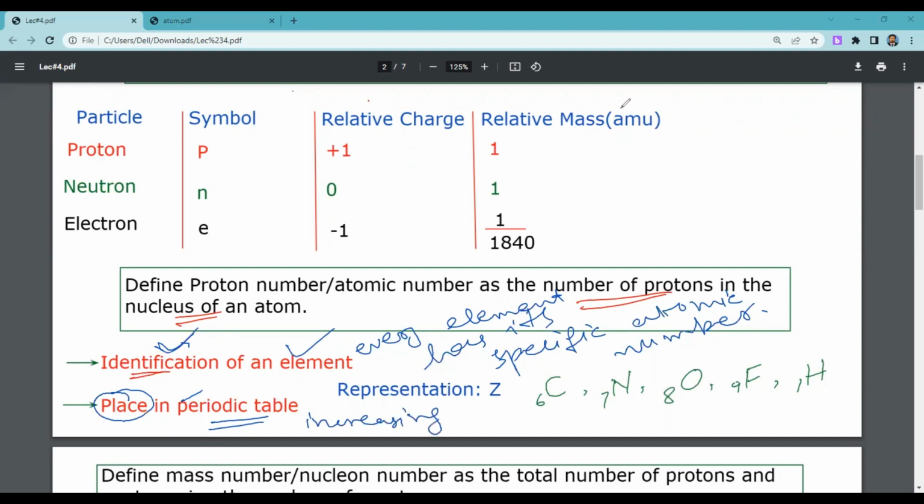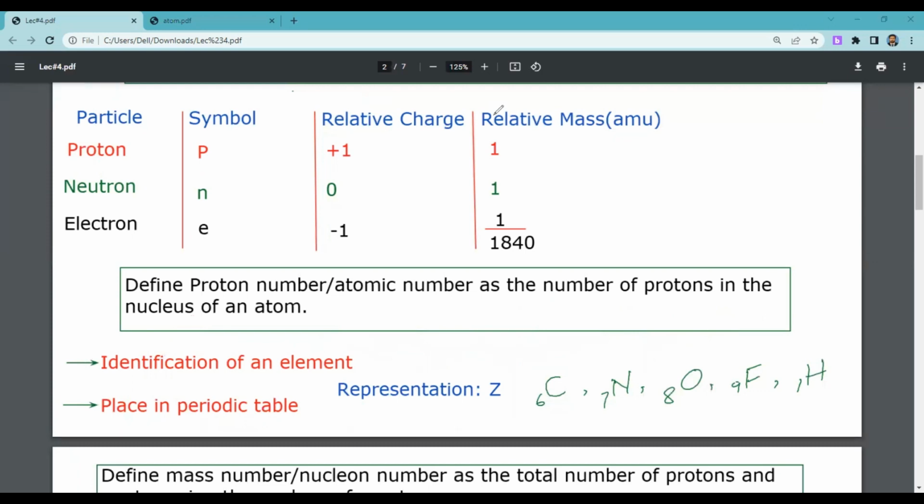The atomic number is represented by Z. It is often written as a subscript to the left side of the element. Carbon has atomic number 6. Here we will write its atomic number. Nitrogen has atomic number 7. It means that the number of protons in nitrogen is 7, while oxygen has atomic number 8. Similarly, fluorine has atomic number 9, and hydrogen has atomic number 1. This atomic number is actually the number of protons.